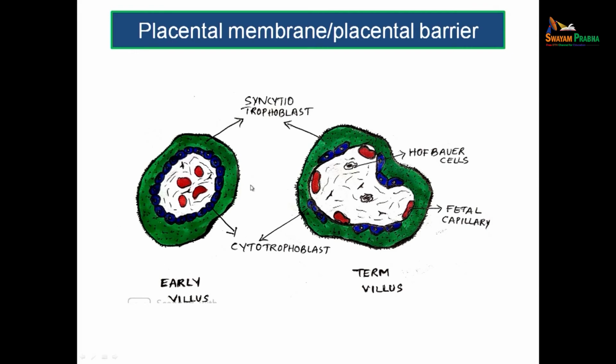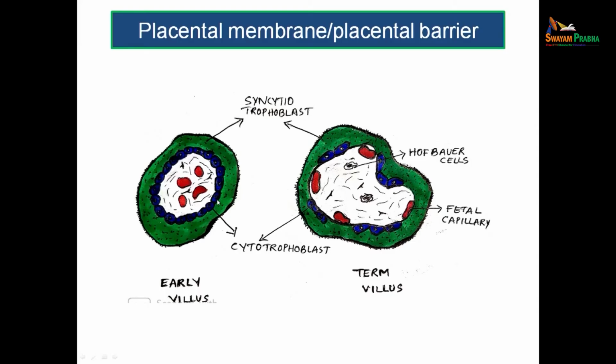You can see the fetal capillaries in the center. Surrounding the villi you will be getting the intervillous space filled with maternal blood. So from inside of the fetal capillary towards the maternal blood, what are the structures? First thing will be the endothelium of fetal capillaries along with the basement membrane. This white colored region is actually the mesoderm.